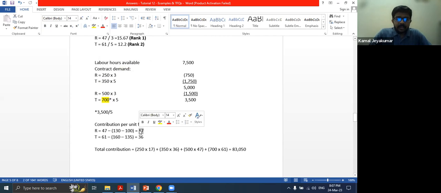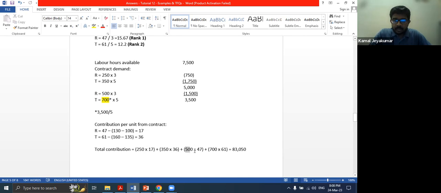So what they have done here is they have taken the contribution that you already calculated and deducted the difference in selling price, because you're selling it at a lower price to the special customer. They have deducted that difference and arrived at the contribution per unit from contract, right? So that 250 units into $17 is the contribution of product R from the contract.